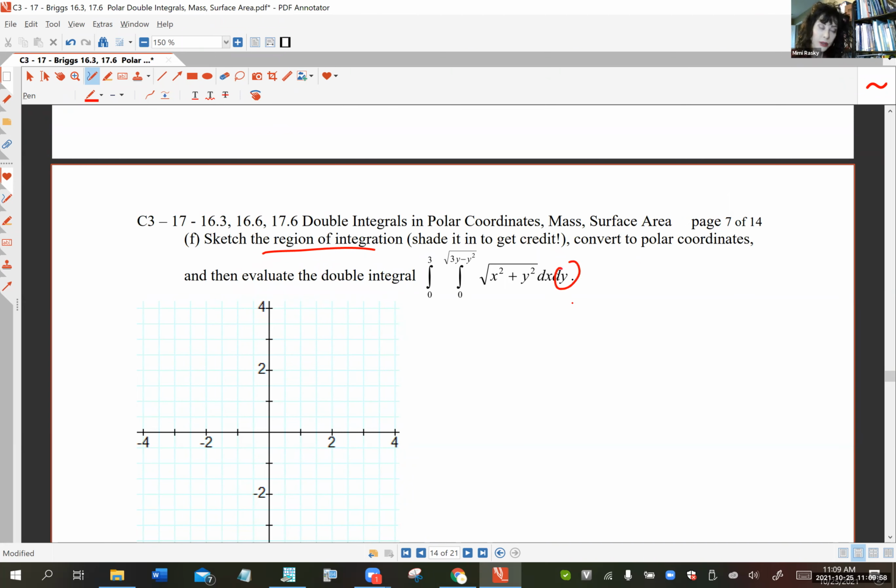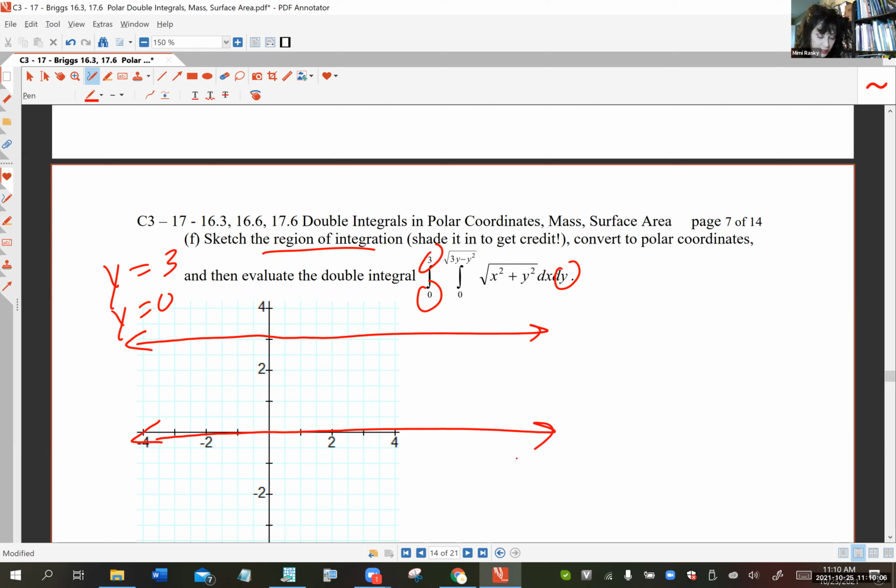All right, the outermost integral is with respect to y. So let's go ahead and graph the equations y equals 3 and y equals 0. Easy peasy. Those are just horizontal lines. Fine. And now we're going to graph x equals 0 and also x equals the square root of 3y minus y squared.